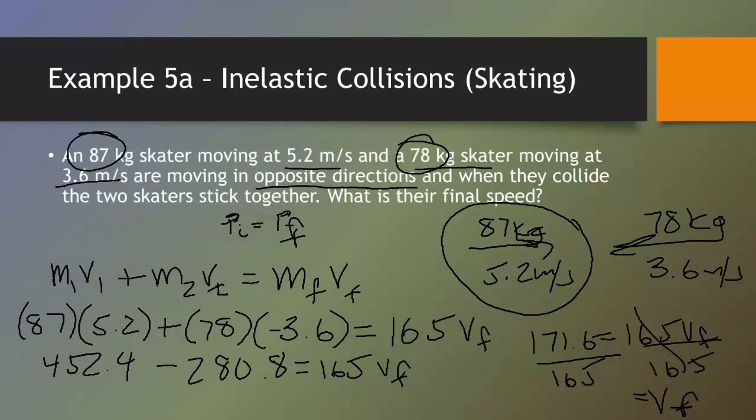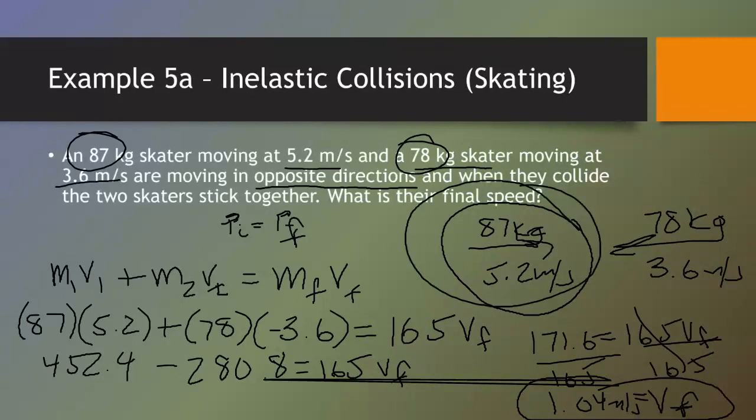And if you divide by 165, you should get 1.04 meters per second. They collide and they stick together, and they're traveling at 1.04 meters per second. Because it's positive, it's traveling in the positive direction, the same direction as the guy who had the most momentum, as I pointed out earlier.